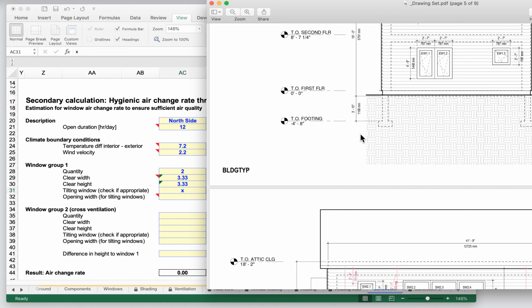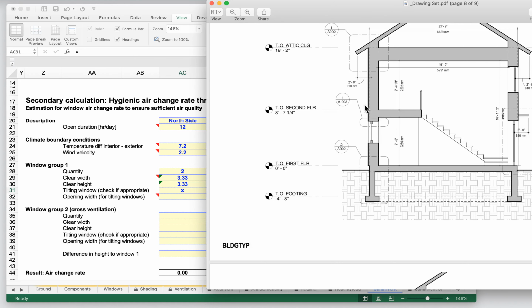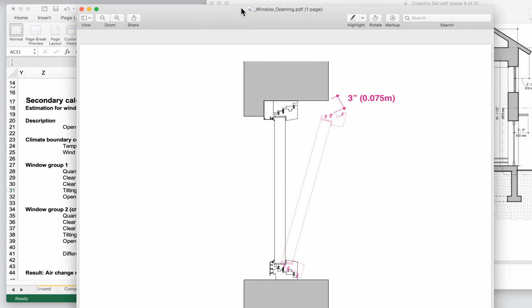Well, let's do this. If we come down to our section here, just to make it super clear, we're talking about a window like this one here, right? So if we have a window like this, it's going to tilt in at the top, and a tilt window is going to have a different opening width. So let me pull up the little diagram here.